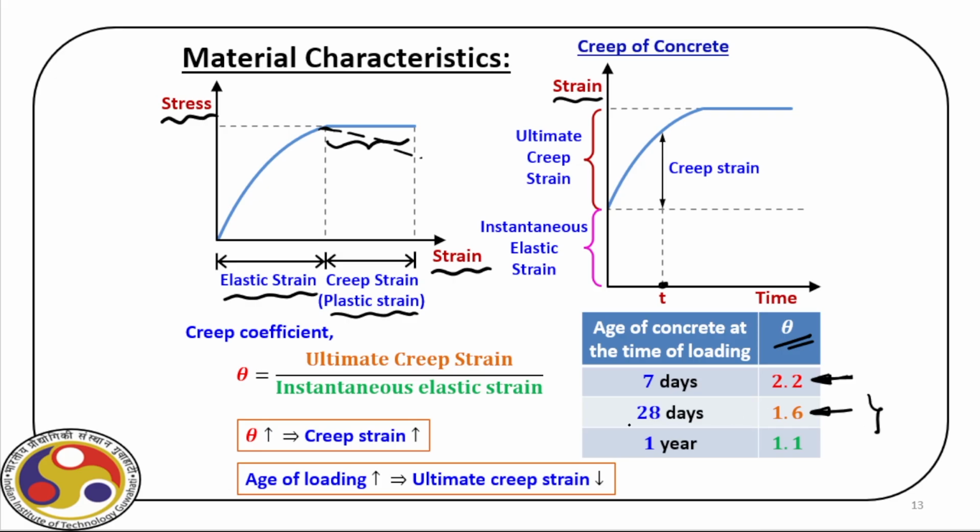Now, the point to be noted here, from this 28 days up to 1 year, we can still have the effect of creep strain, but obviously we will refer our values at 28 days. So, creep strain increases means theta increases, and ultimate creep strain decreases means the age of loading is increasing, as you can see here, right?